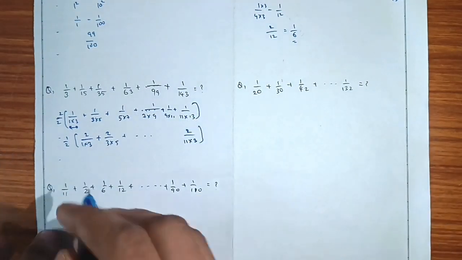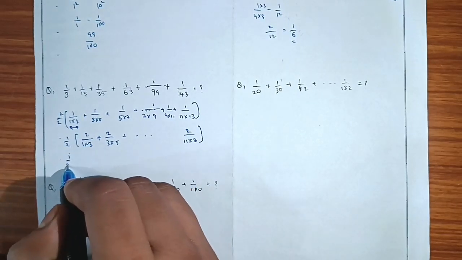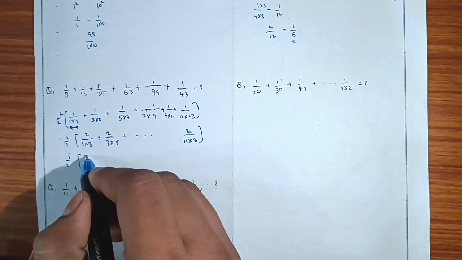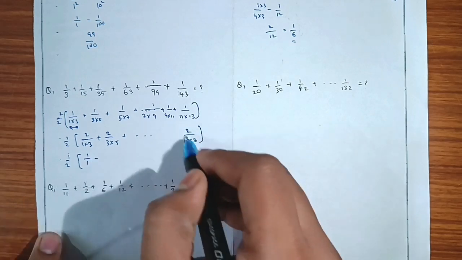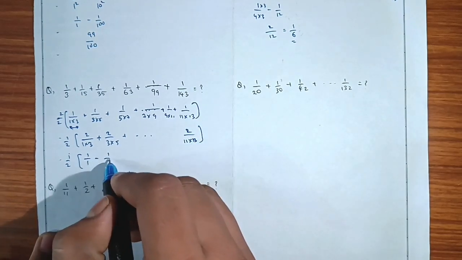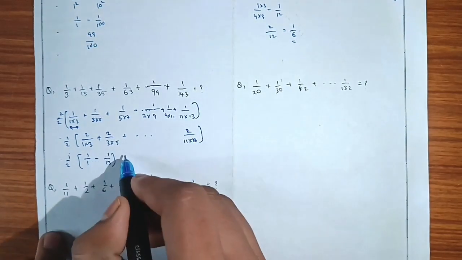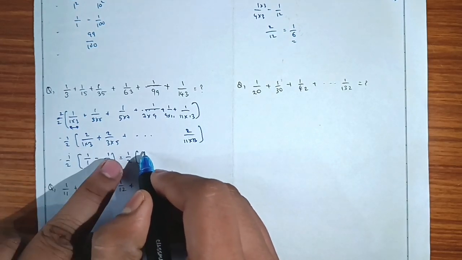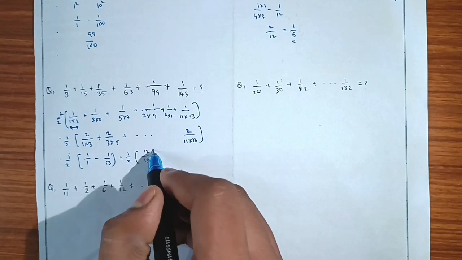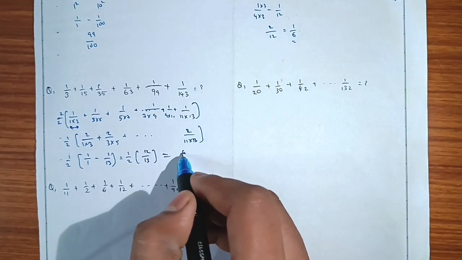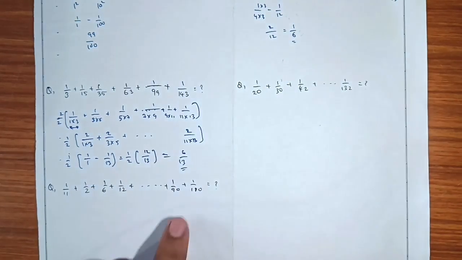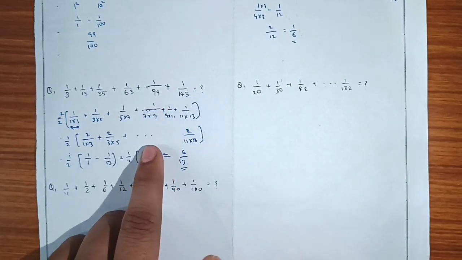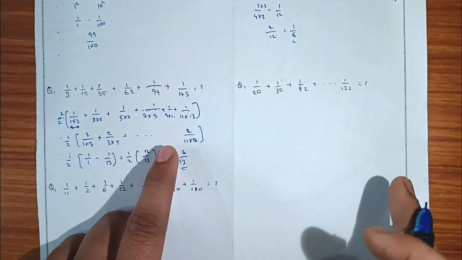So apply that trick. This is equal to the first value, 1 by 1, minus the last value, which is 1 by 13. If you do so, it is 1 by 2 into (13 minus 1) by 13, which is 12 by 13, so it equals 6 by 13. So this is the answer to this question. I have modified the things to the required level.